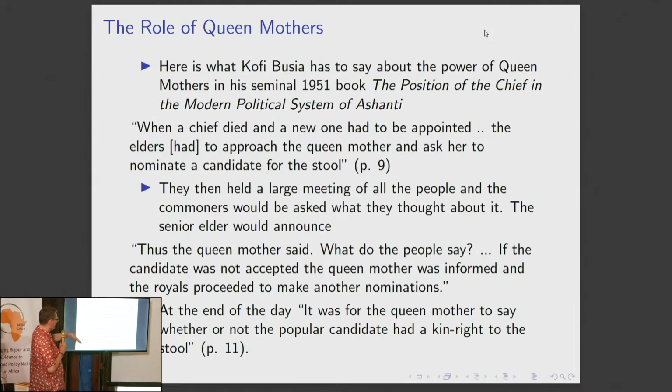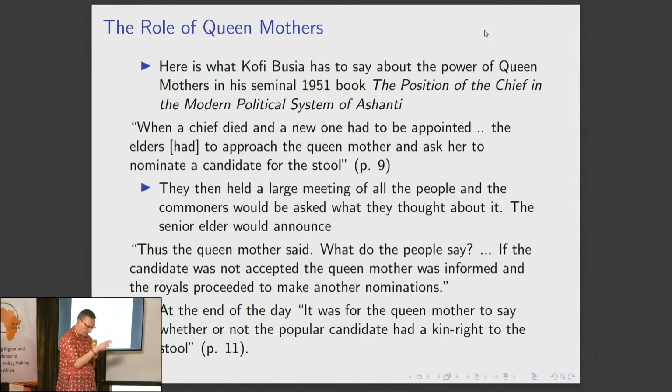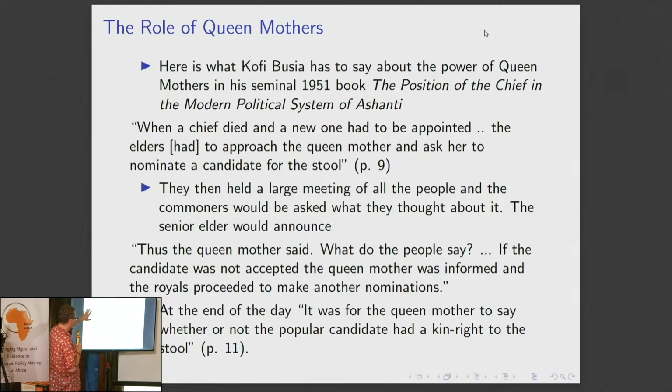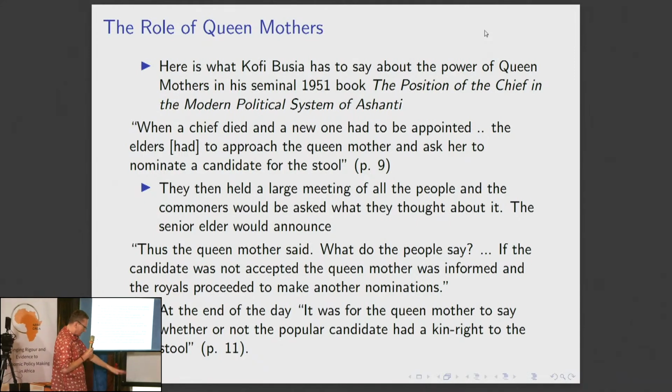But this is just a description of the crowning of a chief. A chief dies, and this is north of Kumasi, in the place where he did his fieldwork. He was a sociologist, so the book is like an ethnography of political institutions in this town, Wenchi. I think it's northwest of Kumasi. But the chief died, a new one had to be appointed. The elders had to approach the Queen Mother and ask her to nominate a candidate for the stool. The stool is what they call the chief. The stool is the chief.